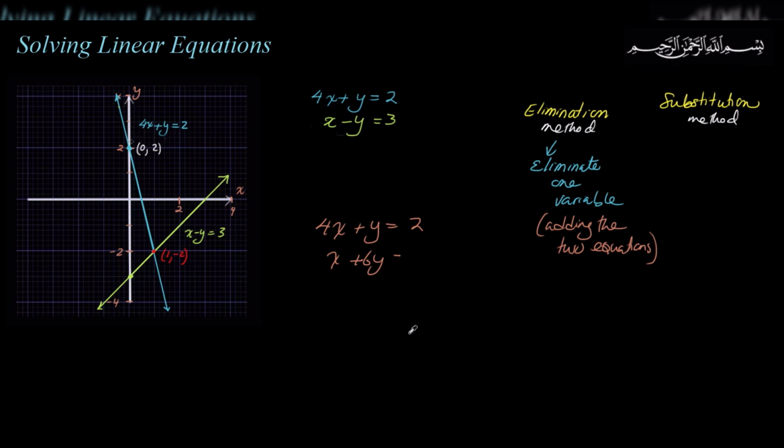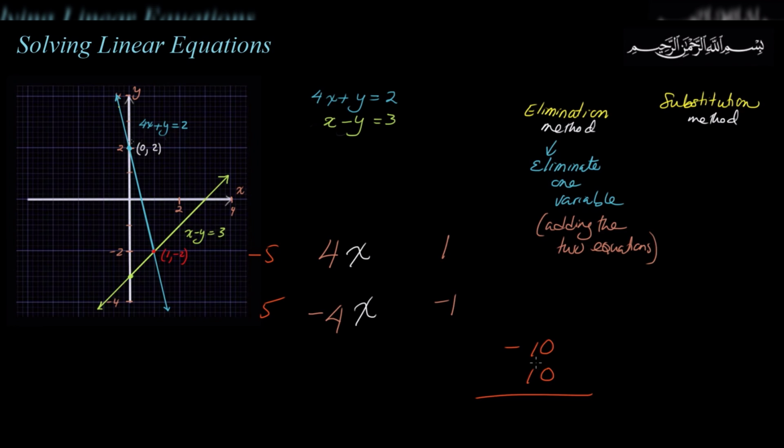And the only way you get rid of one of the variables, you have to understand, is that if one has a coefficient that is opposite of the other. That is, if you have x in the first equation and x in the second equation, the only way you eliminate them when you add them together is if their coefficients are opposite. If one is 4, the other one is -4. If one is 1, the other one is -1. Or if one is -5, the other one is +5. If one is -10, the other one is +10. And when you add them together, that's when you eliminate.